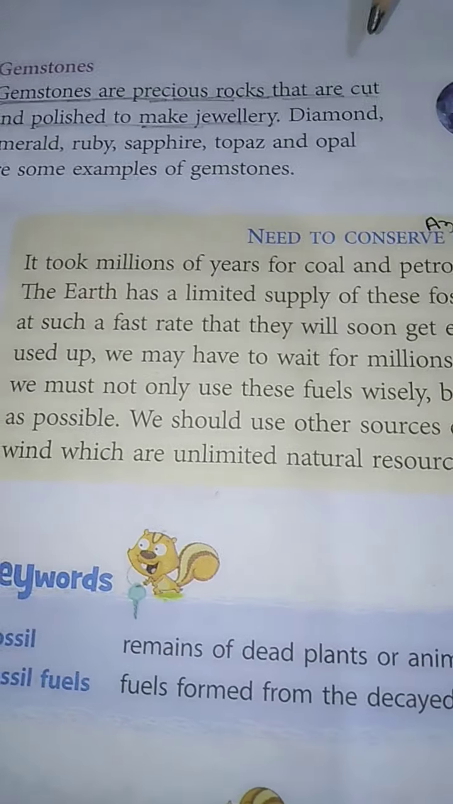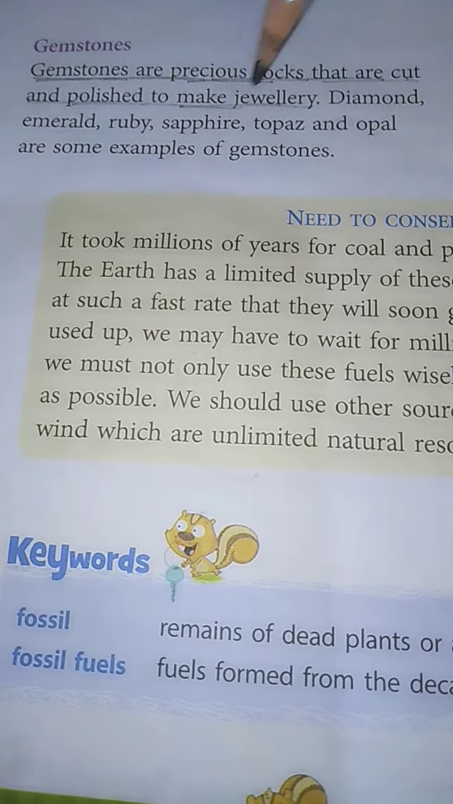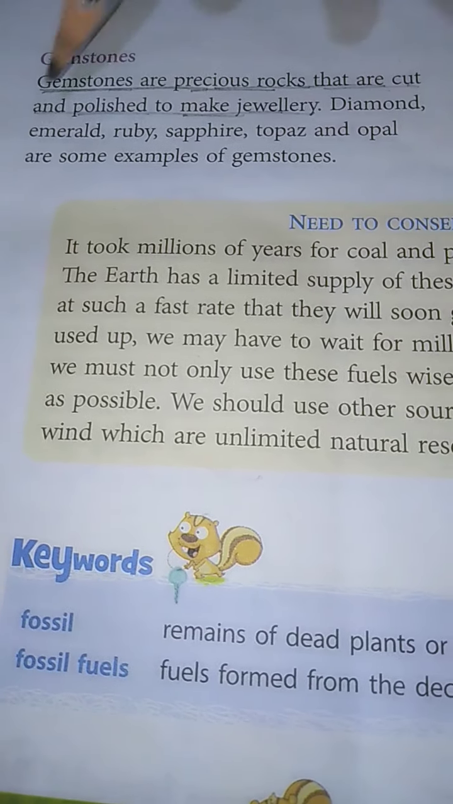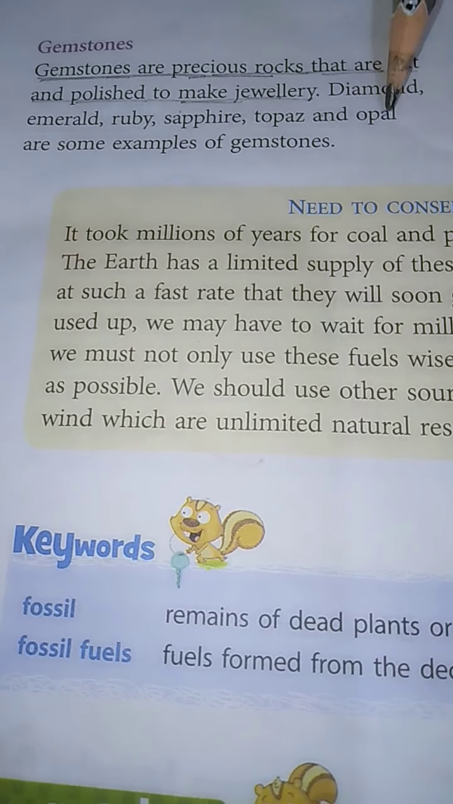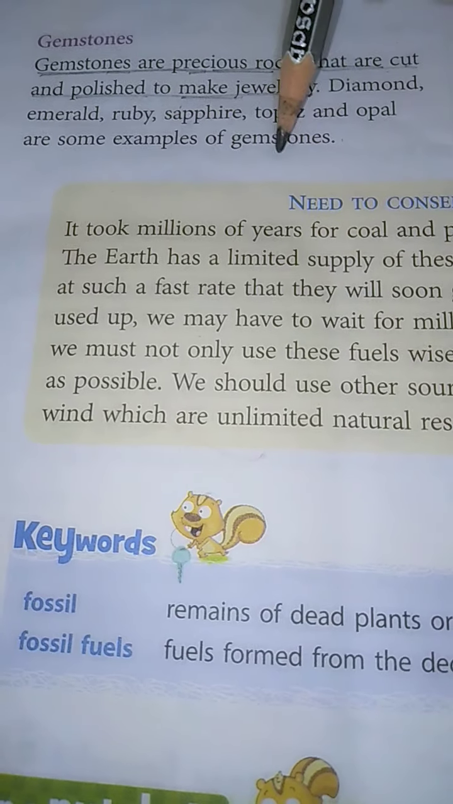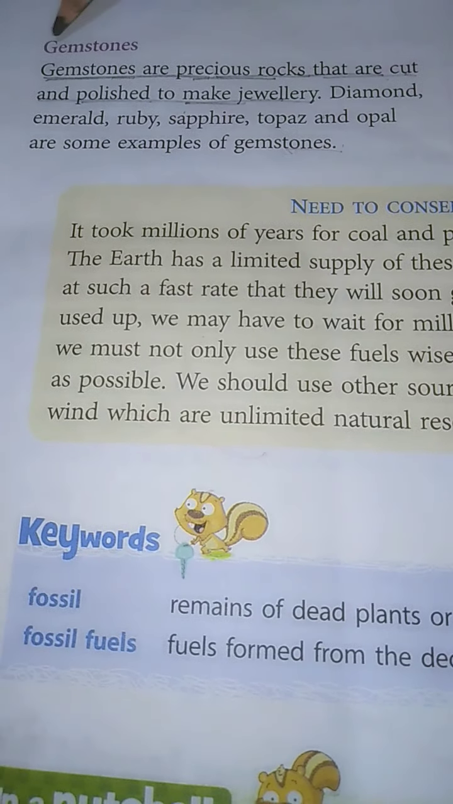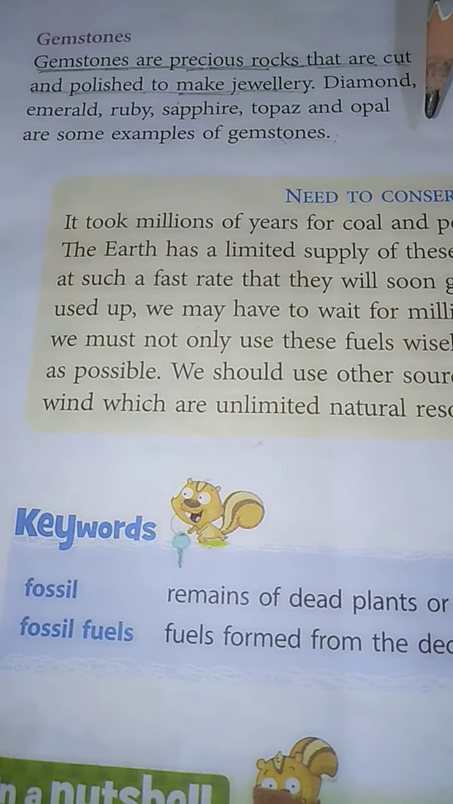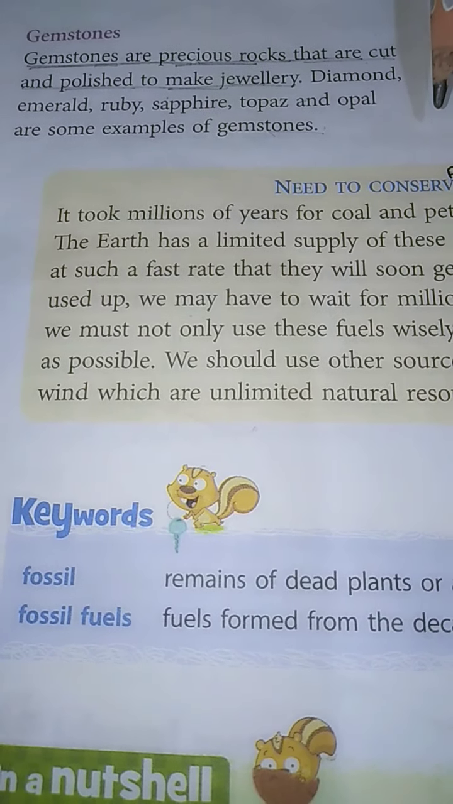Now, the last is gemstones. Gemstones are the precious stones that are cut and polished to make jewelry, like diamond, emerald, ruby, sapphire, topaz, and opal. They are the gemstones. They are also stones, but they are gems because they are very shiny, very precious, and they are used to make jewelry. And they are also formed inside the earth in the form of rocks.